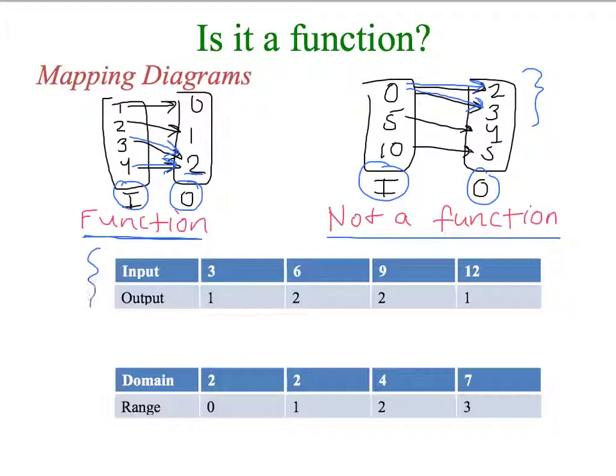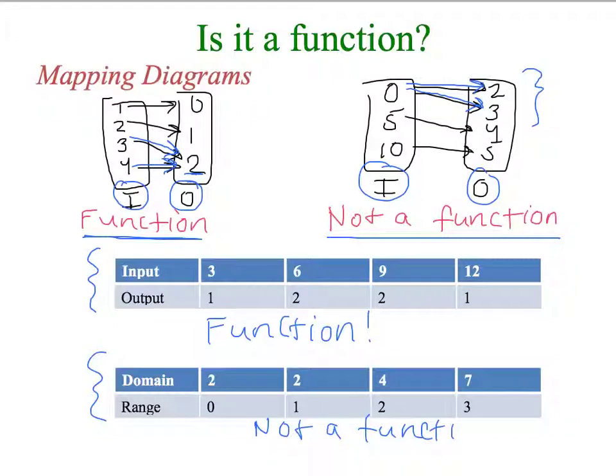Now look at these table representations. Pause the video and guess whether or not they're functions or not functions. If you guessed function for this first one, you're correct. And if you guessed not a function for the second one, you're also correct. In this first one, you have 2 inputs with the same output.